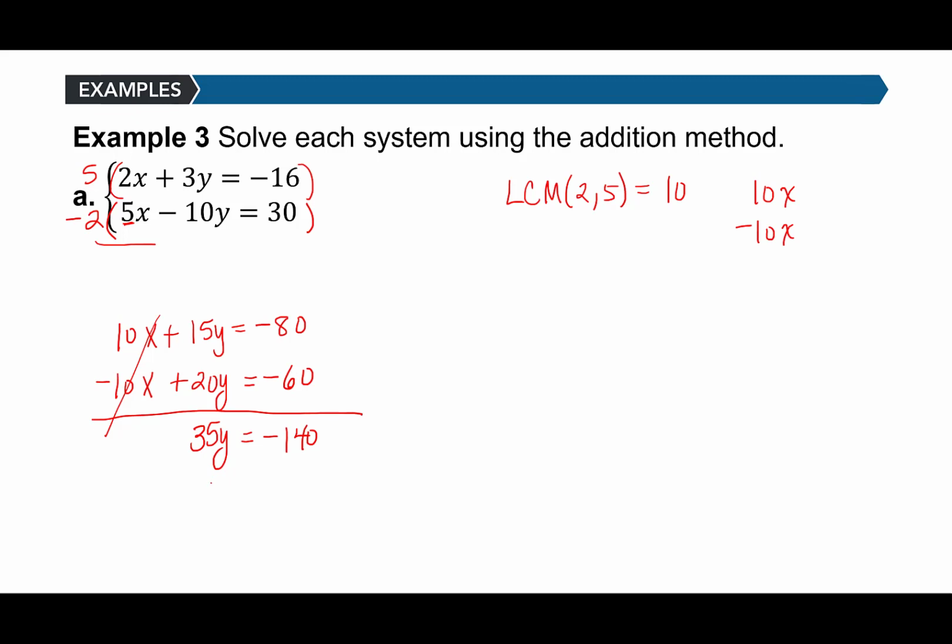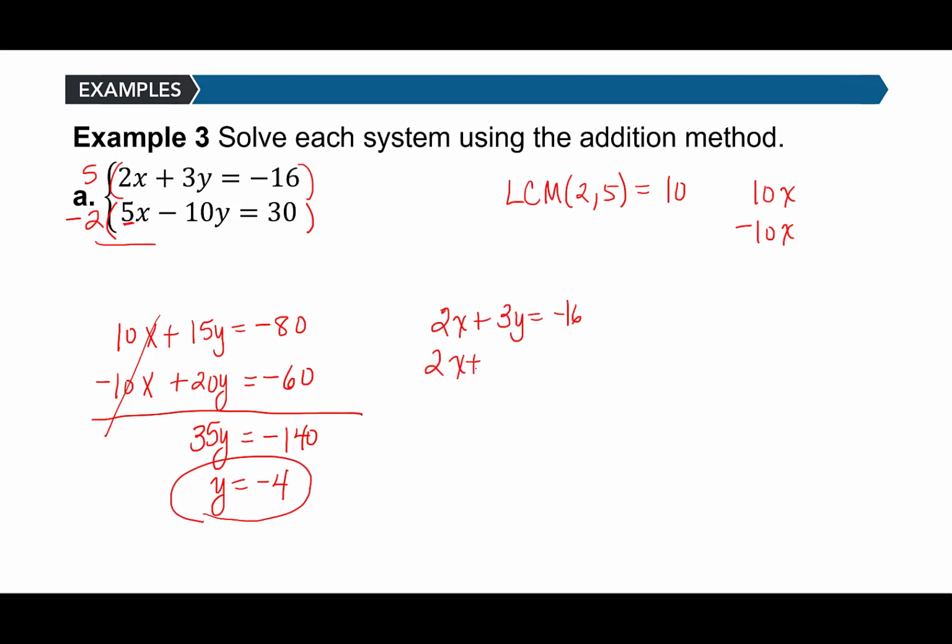So we can divide negative 140 divided by 35, is that negative 4. And so now I have my y, I need to figure out what x is. So this time I have to use one of the two equations and substitute negative 4 in for y and solve for x. So let's just use the first equation. So we have 2x plus 3y equals negative 16.